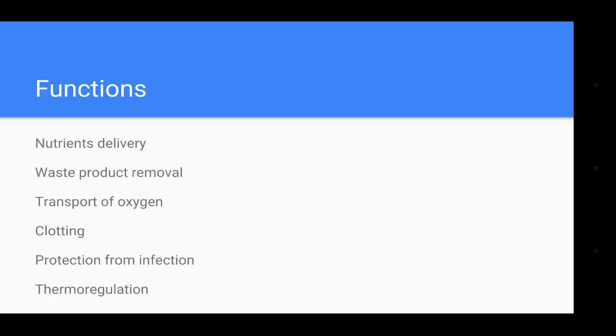The next function is waste product removal. Lactic acid is an example of a product we would want removed from our body, as it can be painful and possibly cause long-term damage to our muscles. The CV system can also transport oxygen around the body through red blood cells.